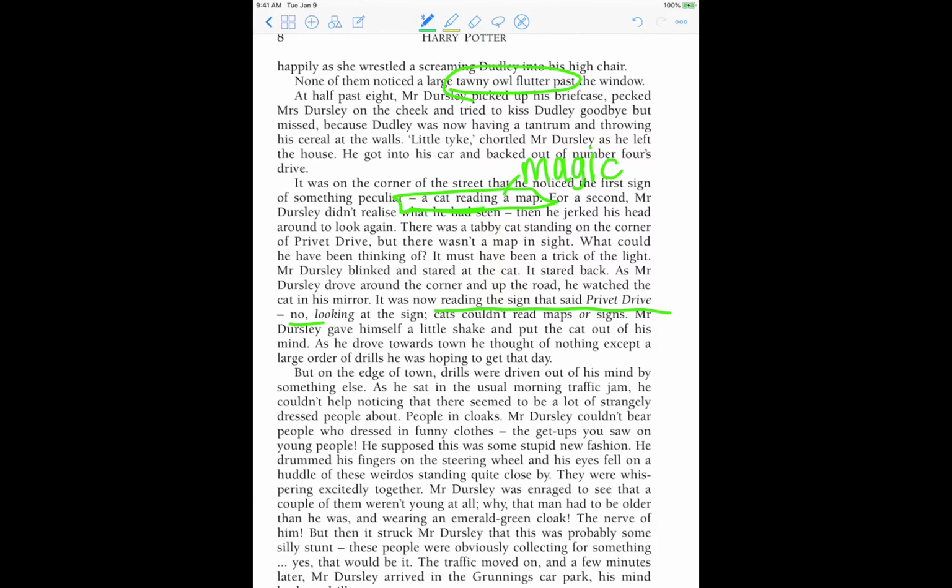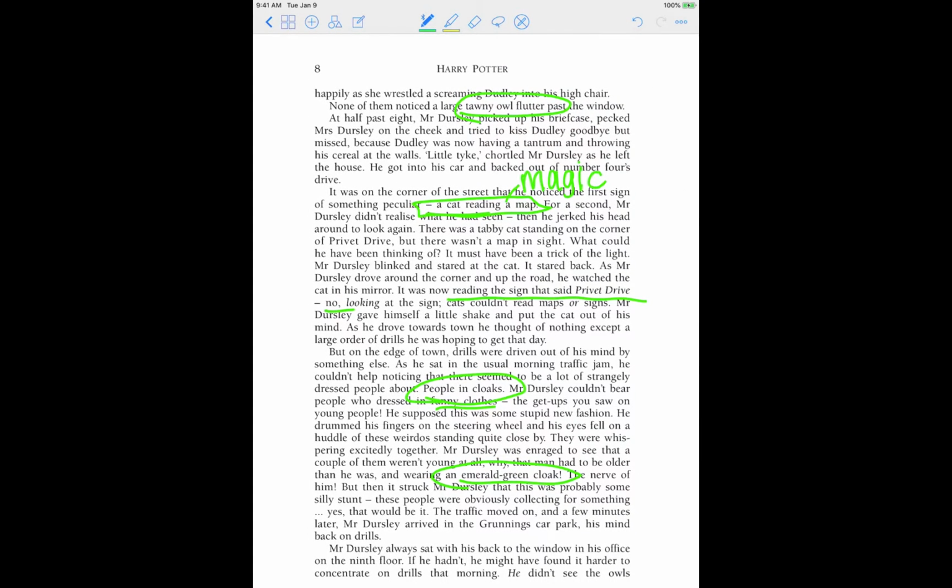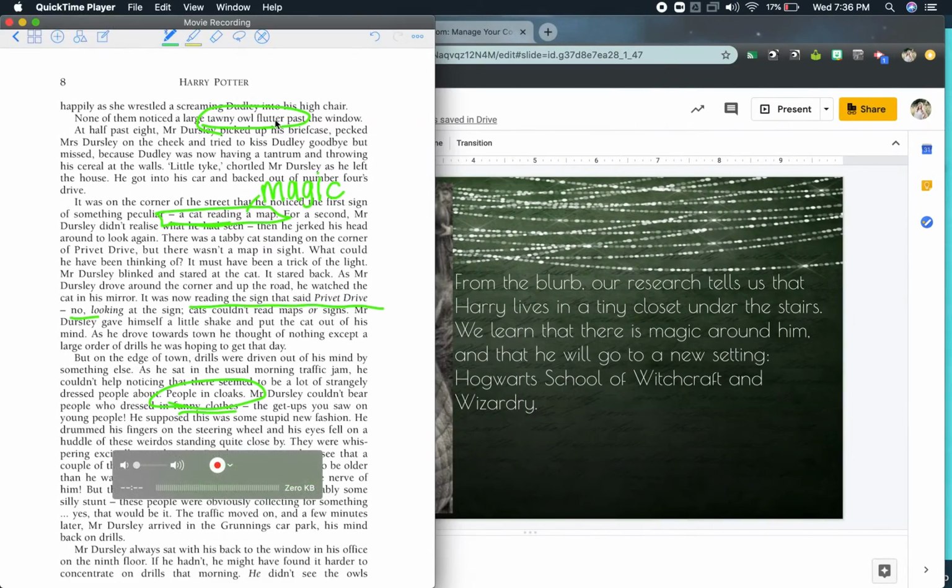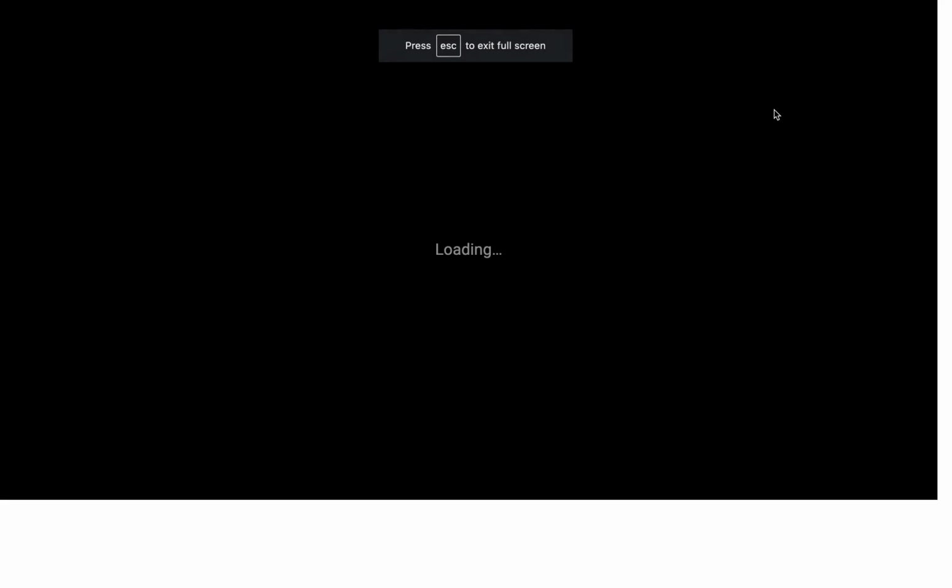So then, as we keep reading, we see more of that magic kind of infiltrating. People in cloaks. People in funny clothes. A new fashion. The man had to be older than he was and wearing an emerald green cloak. So all of these little hints are telling us that magic is part of the story. And we figured that out by researching the setting.